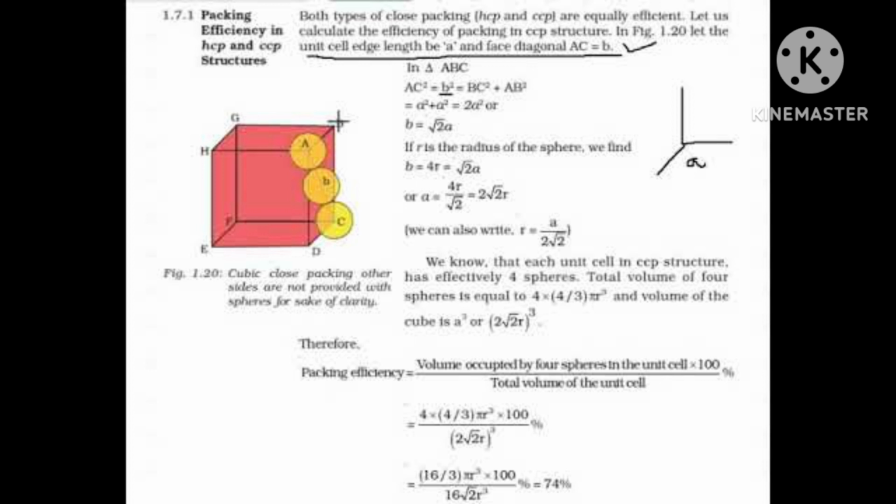Then 8 by 10, you multiply by 100. Here, you know the volume occupied by 4 spheres, the volume of the atoms, divided by the total volume of the unit cell. Then you will get 74%.